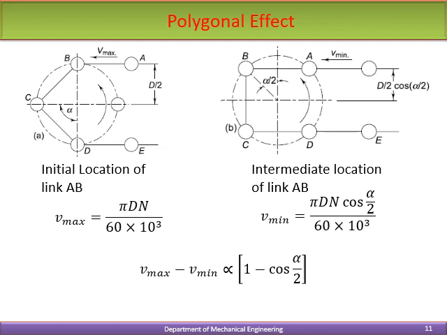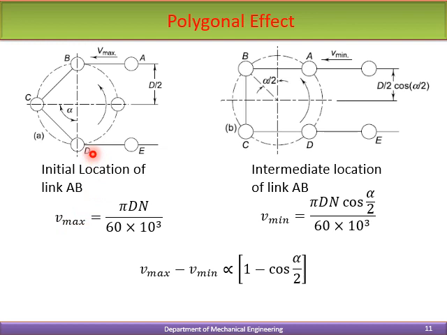Here we will be discussing the polygonal effect. The chain passes around the sprocket as a series of chordal links. This action is similar to that of a non-slipping belt wrapped around a rotating polygon. The chordal action is illustrated here in these two figures, where the sprocket has only 4 teeth. It is assumed that the sprocket is rotating at a constant speed of n rpm.